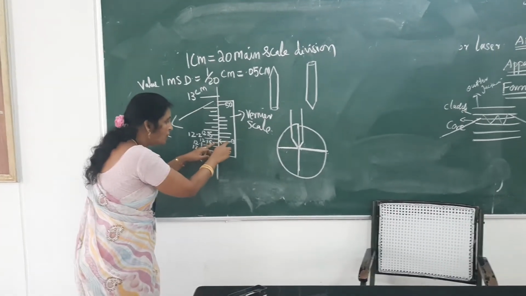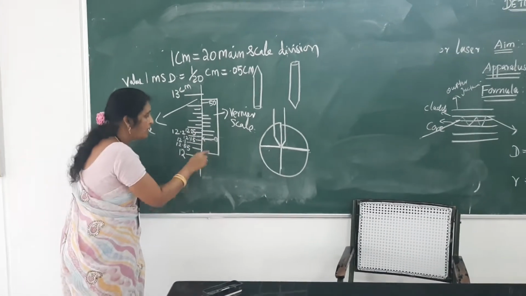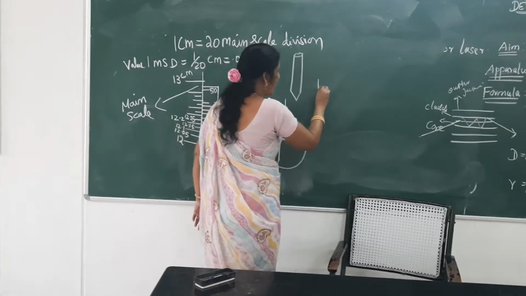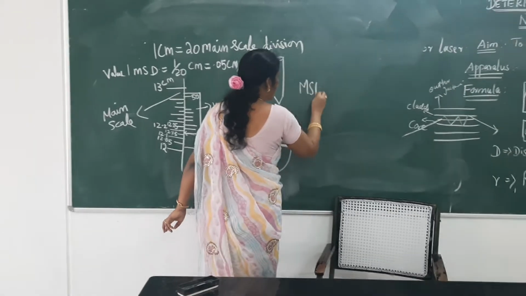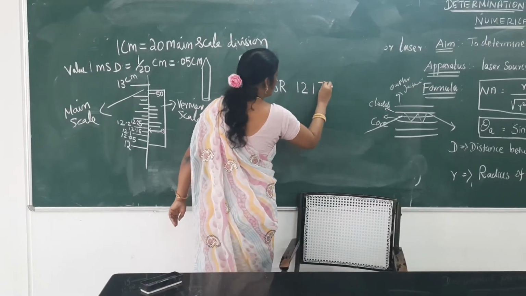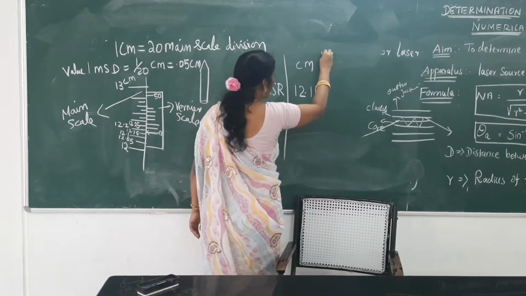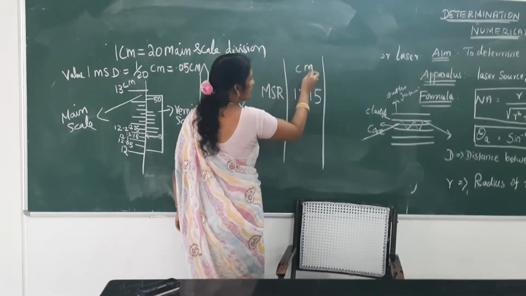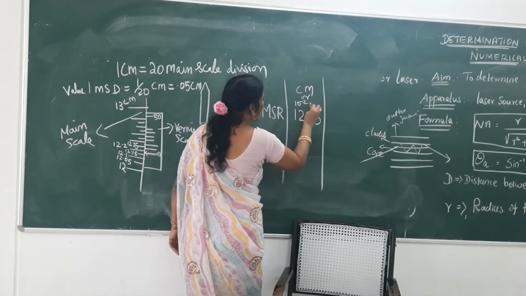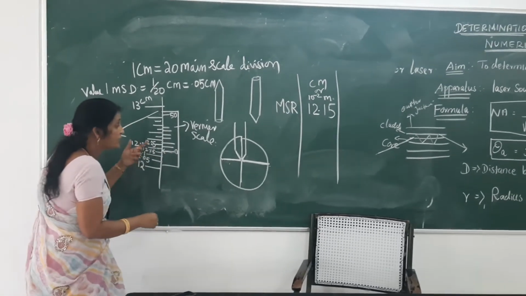But if the 0 of the Vernier scale is between 2 readings in the main scale, the lowest value is the main scale reading. So the main scale reading according to this figure is 12.15 centimeter, because it is in centimeter. So 12.15 centimeter, you have to convert it into meter, or 10 power minus 2 meter. Then you have noted the main scale reading. Next is Vernier scale coincidence.